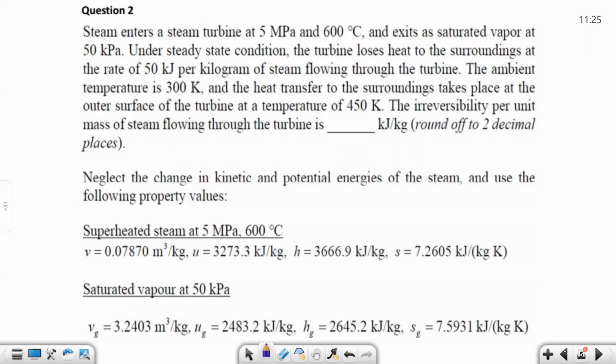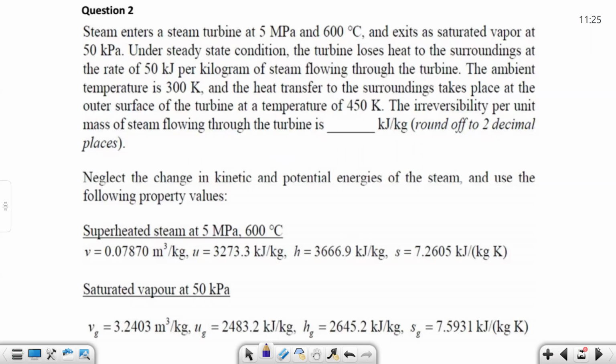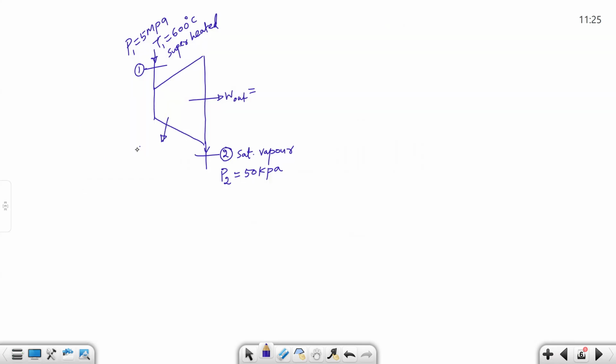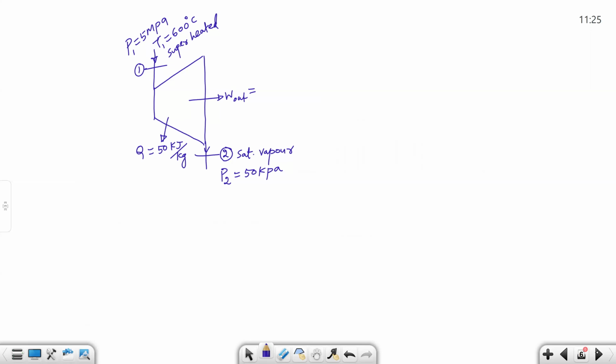Turbine loses heat to the surrounding at 50 kilojoule per kilogram of steam. So turbine losing heat, 50 kilojoule per kilogram of steam. The ambient temperature is 300 Kelvin. So outside temperature, ambient temperature, 300 Kelvin.